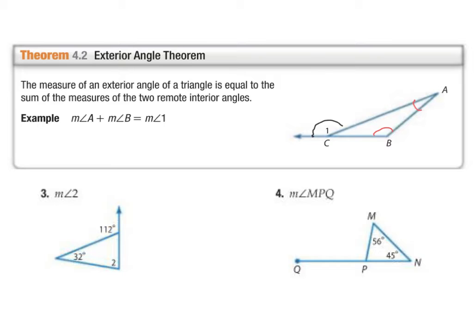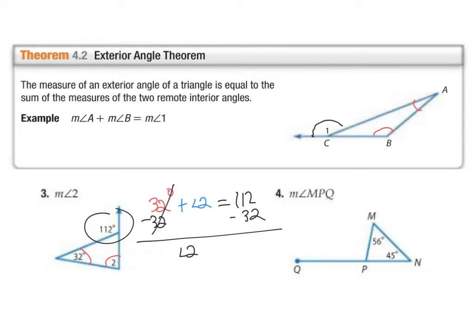So for example, here I have two remote angles. 32 degrees is one of the angles. The second angle is angle 2, which I do not know the measurement of, but I do know it has to equal the exterior angle of 112. So I can solve for the measurement of angle 2. Angle 2 will equal 112 minus 32. So 80 degrees.